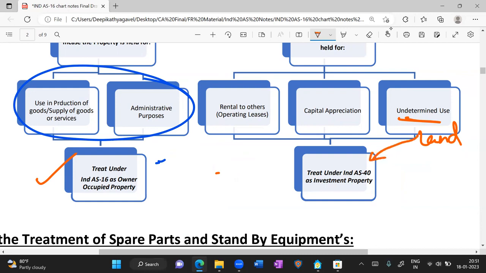Right, so first we looked at the definition. The definition says satisfy any one of the 3 conditions, along with it should be expected to be used for more than 1 period. Second, special case for land: if it is for either rental to others or capital appreciation, or if it is purchased for any undetermined use, then it will be treated under IND AS 40, investment property.